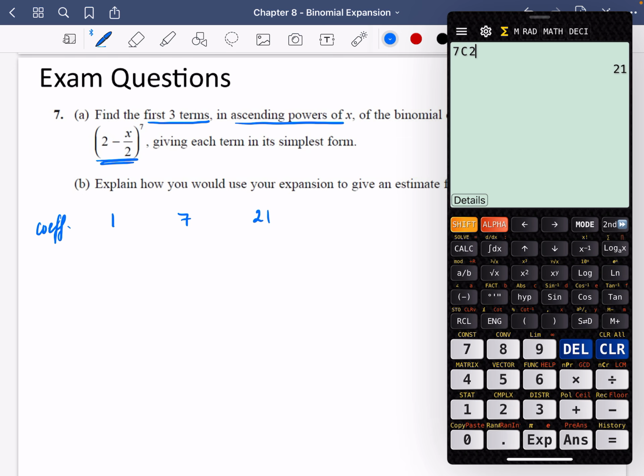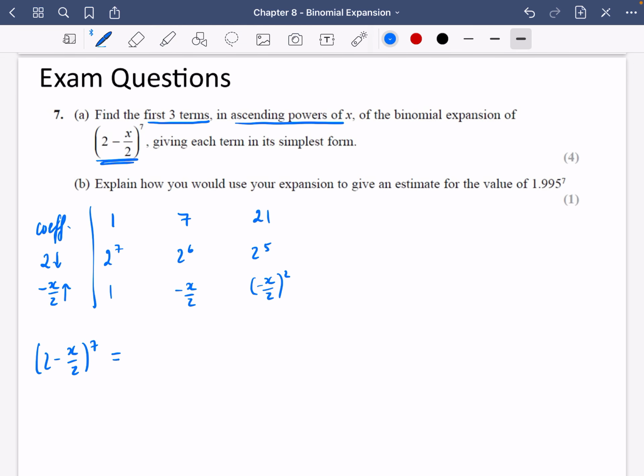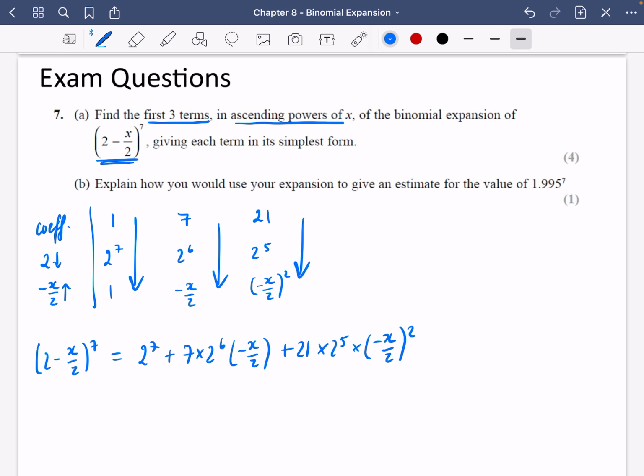And then I'm going to do ascending powers of x. That means the 2 powers are going down and the x over 2 powers are going up. So it's going to be 2 to the power of 7, 2 to the power of 6, 2 to the power of 5. And this is going to be 1 minus x over 2 and minus x over 2 all squared. So this means that 2 minus x over 2 to the power of 7 is going to be all of these things multiplied as we go down. So it's just 2 to the power of 7 plus 7 times 2 to the power of 6 times minus x over 2 plus 21 times 2 to the power of 5 times minus x over 2 all squared.